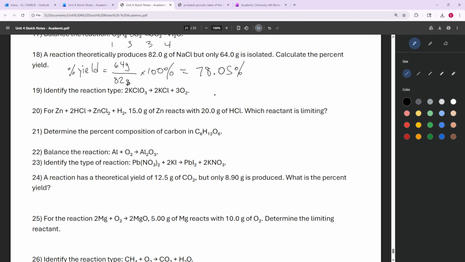Identify the reaction type. So we got one reactant breaking apart into multiple. That is a decomposition.